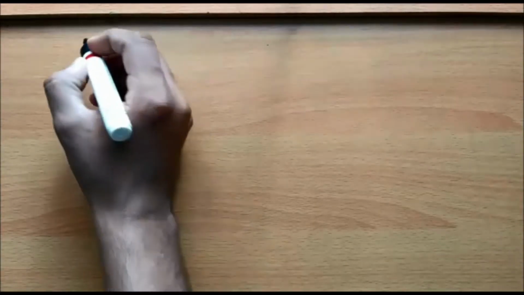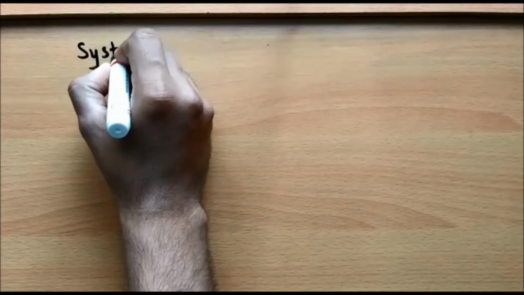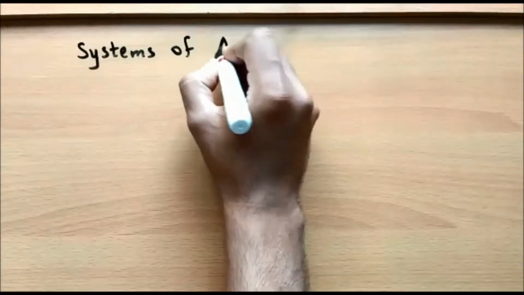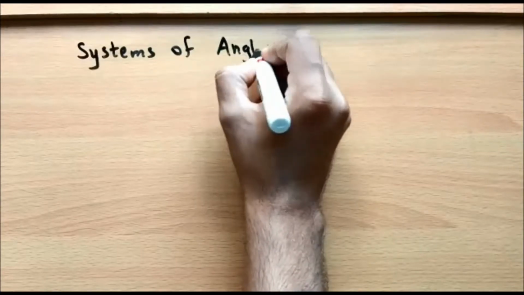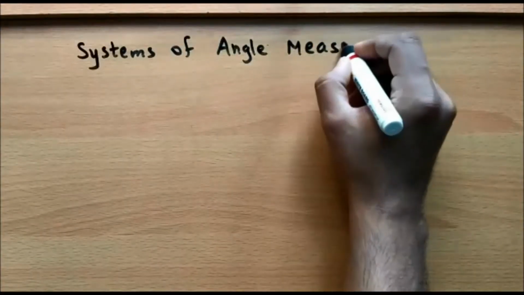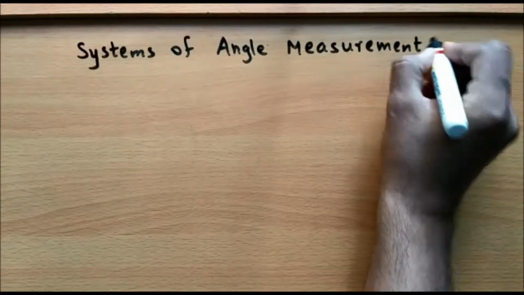Now the video is all about the different systems of measuring an angle. Yes, the different systems of angle measurement. We have heard about one very common measure, and that is degrees. But there are two more. Now what exactly are they? So let's talk about them.